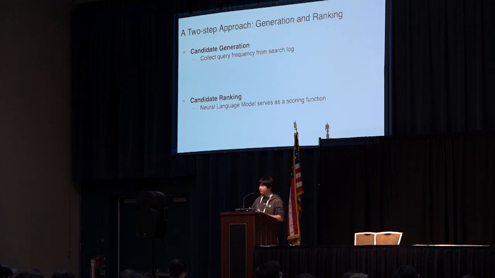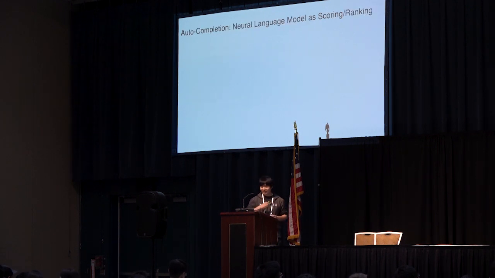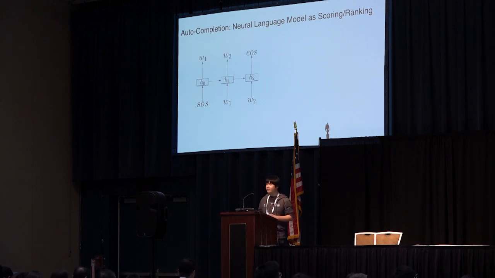We also follow the two-stage approach. First, generate candidates. Then we do the candidate ranking. For the candidate ranking, we use a language model. At a higher level, we are going to capture the likelihood of each word, then accumulate them together. Eventually, we will rank based on the overall likelihood to do recommendation.